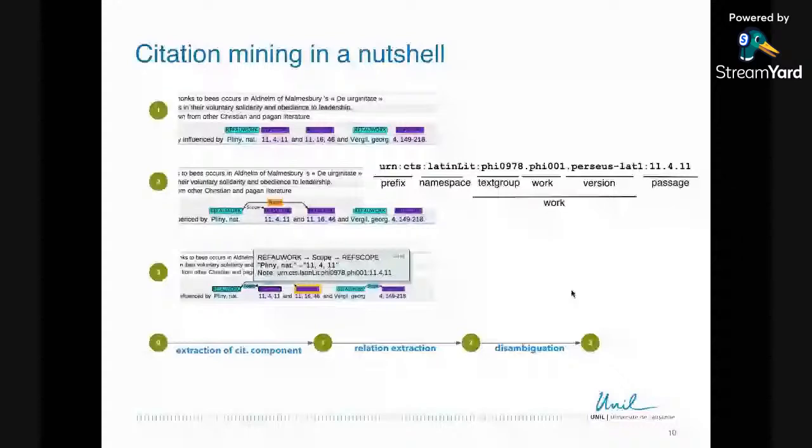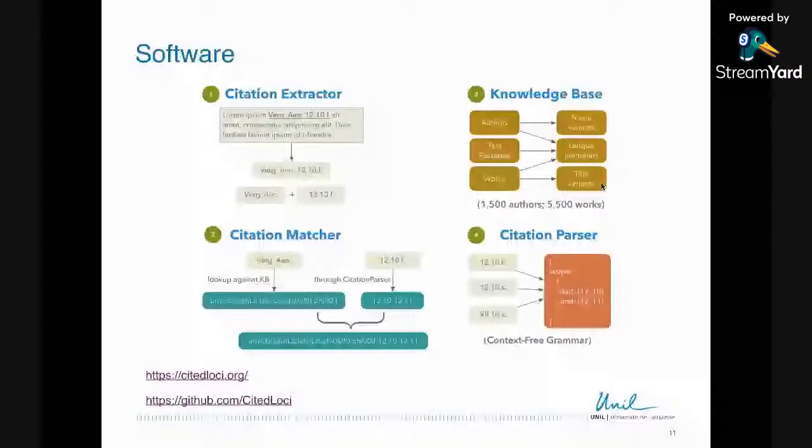Now we have seen how it works. This is how it's implemented. There are different components that take care of different steps of this pipeline. Extracting the citation components, for example, is done by the citation extractor. The citation matcher then takes care of two things. It tries to match the reference of the work against a database. So in this case, it tries to find the identifier corresponding to Vergil's Aeneid. And the second thing that it does, via the citation parser, is to normalize the citation scope.